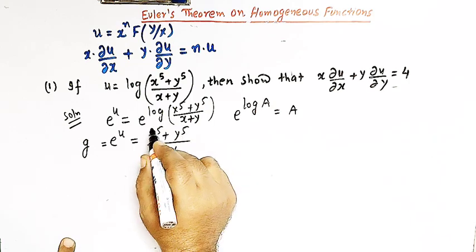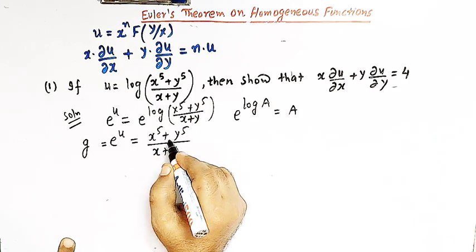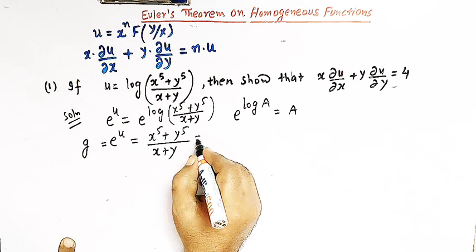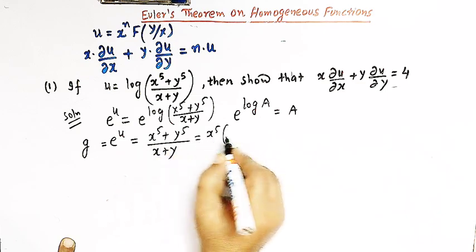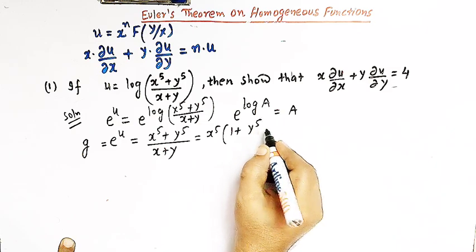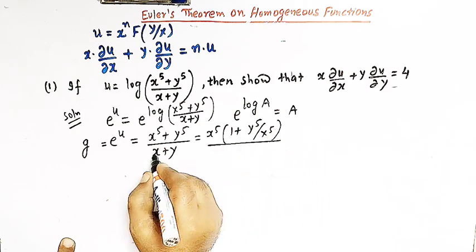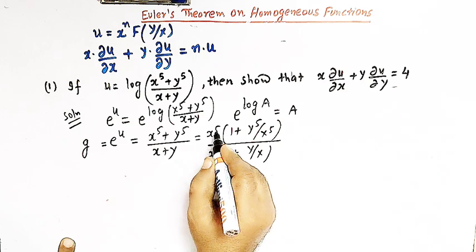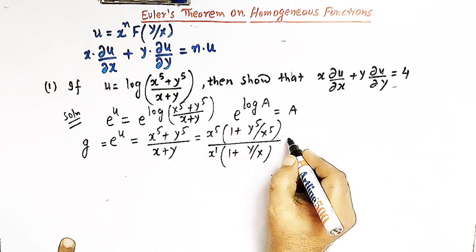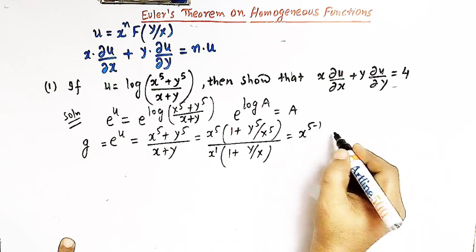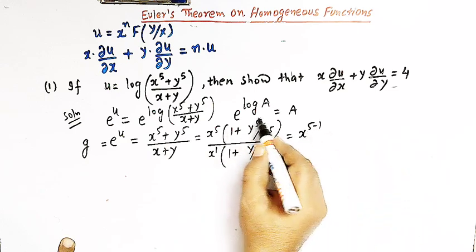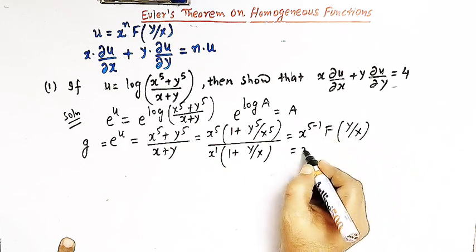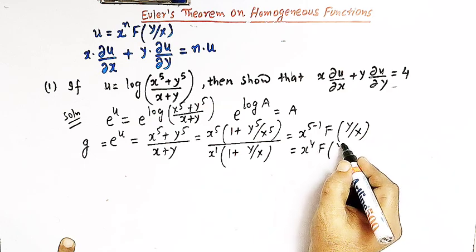Now let us show that this function is a homogeneous function of degree 4, as we have done in the previous examples. So let us take x raised to 5 common in the numerator. We have 1 plus y raised to 5 over x raised to 5. And in the denominator, let us take x common. We have 1 plus y over x. Now here we have x raised to 1, and this is x raised to 5. So we have x raised to 5 minus 1, and this function is a function of y over x. So here we have x raised to 4 and f of y over x.